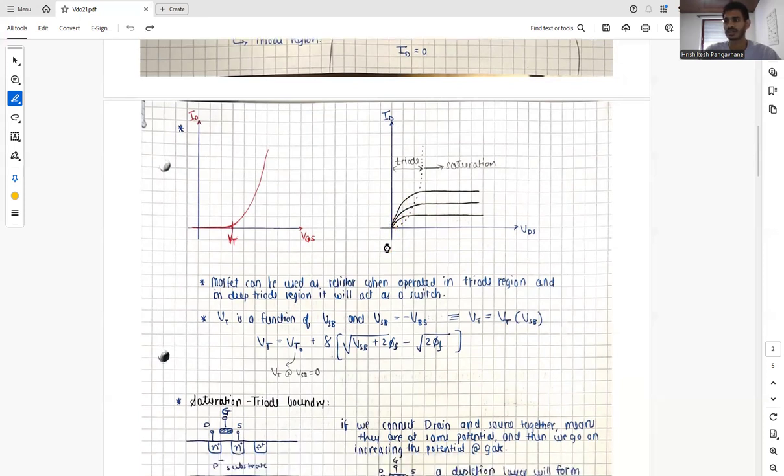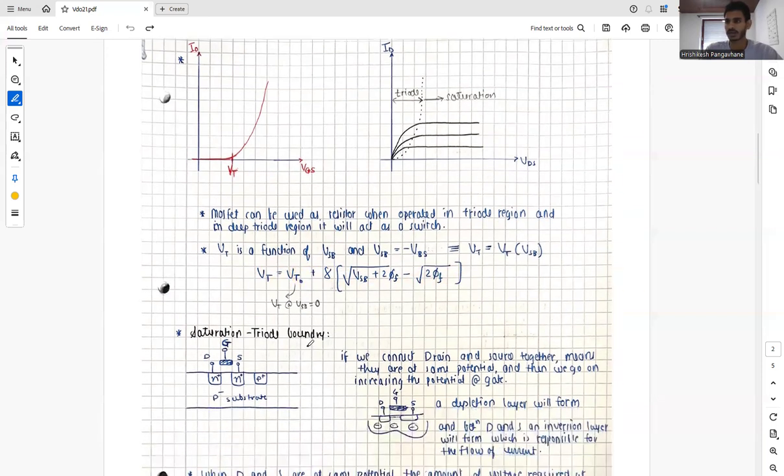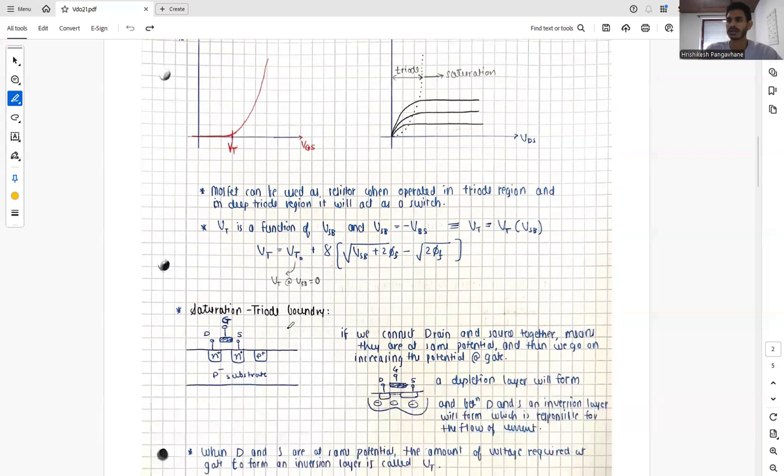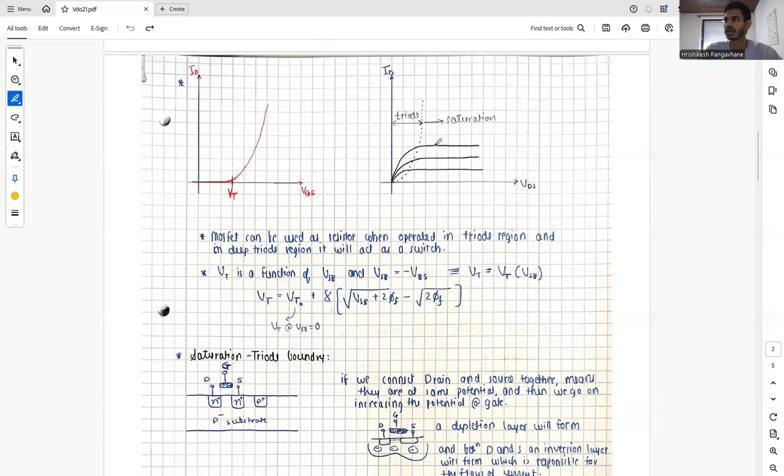So VT is a function of the voltage between source and body, and VSB is nothing but minus VBS, which is why we can say that VT is a function of VSB. The relation between VSB and VT is given by this equation. And this VT0 is the standard VT where VSB is actually 0. So now we will discuss the saturation and triode boundary, which is roughly this boundary.